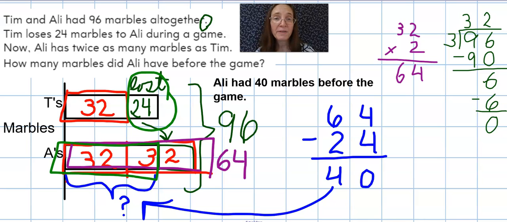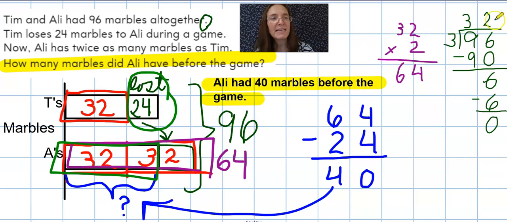Now I wanted to express my answer in the form of a sentence written with words because this is a word problem. I also want to go back and reread the question. How many marbles did Ali have before the game? I'm going to use some words from here to write my sentence. Ali had 40 marbles before the game.